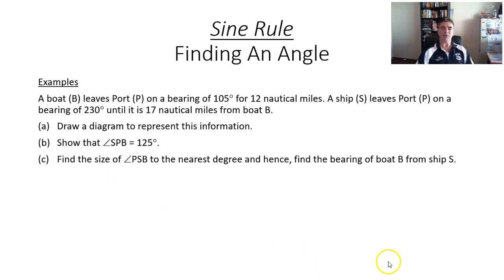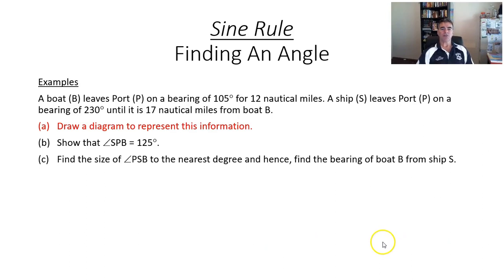We've got a boat B that leaves port P on a bearing of 105 degrees for 12 nautical miles, and a ship S leaves port P, the same port, on a bearing of 230 degrees until it is 17 nautical miles from the boat B. We want to draw a diagram to represent that information. Then we also want to find angle SPB, then angle PSB, and then the bearing of boat B from ship S. So there's a fair bit to do, but what this question does is step it out for you.